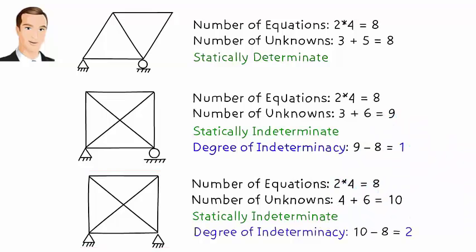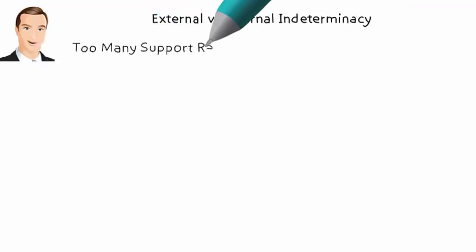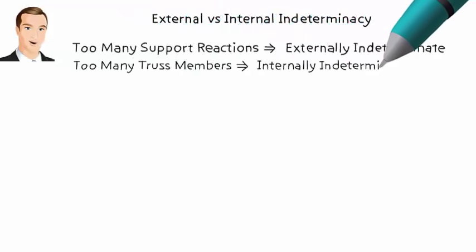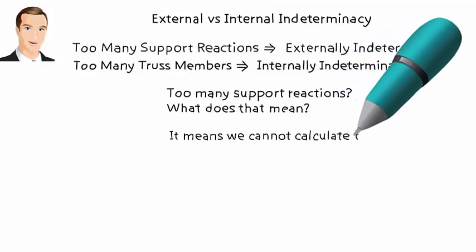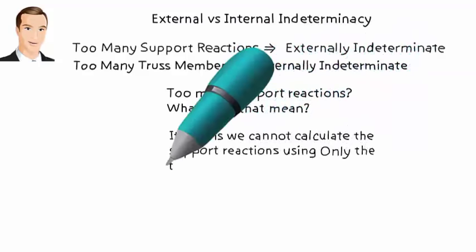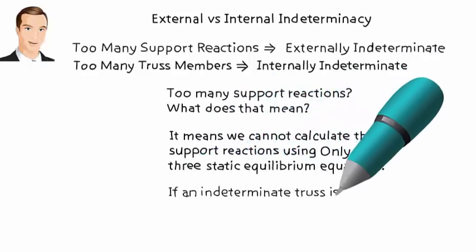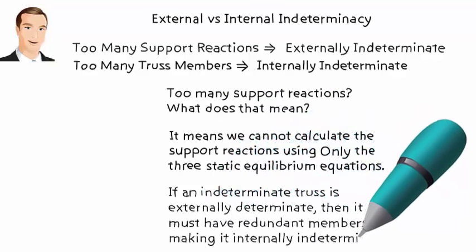Sometimes it may be useful to indicate if a truss is indeterminate externally or internally. If there are too many unknown support reactions, we call the truss externally indeterminate. If there are too many truss members, we call the truss internally indeterminate. What do I mean by too many support reactions or truss members? If we cannot determine all the support reactions using the three rigid body equilibrium equations, then the truss is said to be externally indeterminate. If the indeterminacy is not due to redundant support reactions, then it must be due to the presence of extra truss members. We refer to such a truss as internally indeterminate.